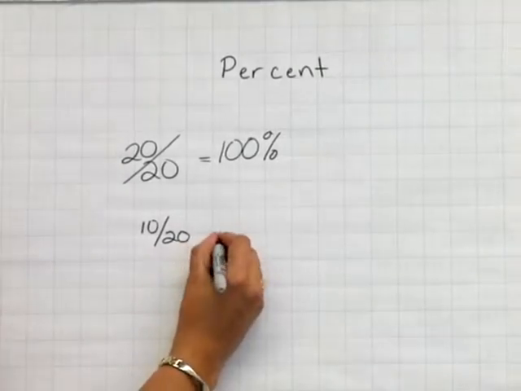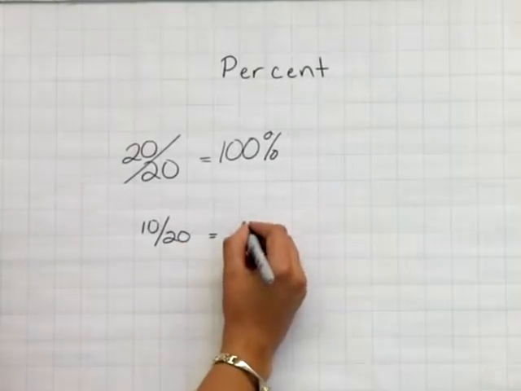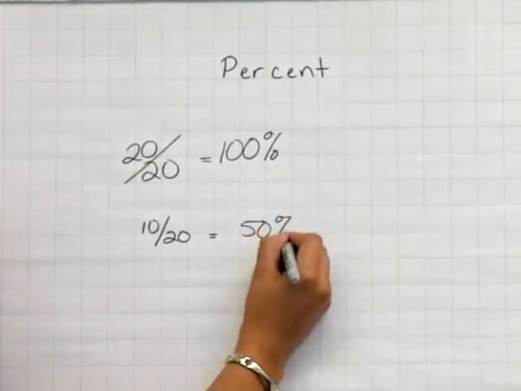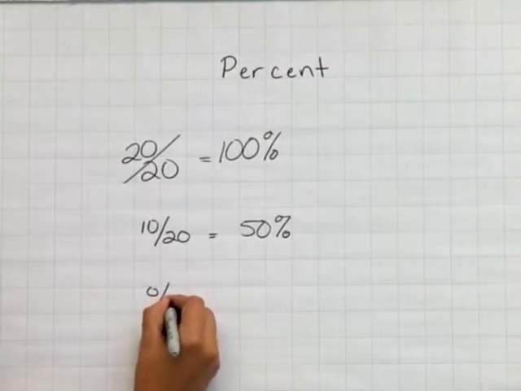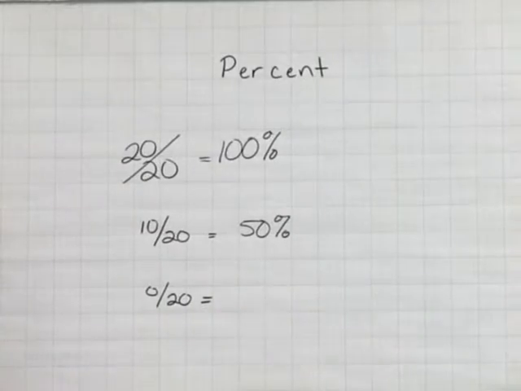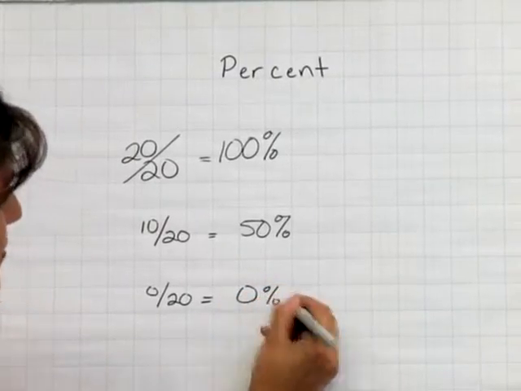Well, if you got 10 out of 20, not so good. That's half of them. And think, what is a half? Well, half is 50%. What if you got 0 problems? If you got 0 out of 20 problems, you need to study more. Just kidding. Well, I'm not, but that would be 0%.